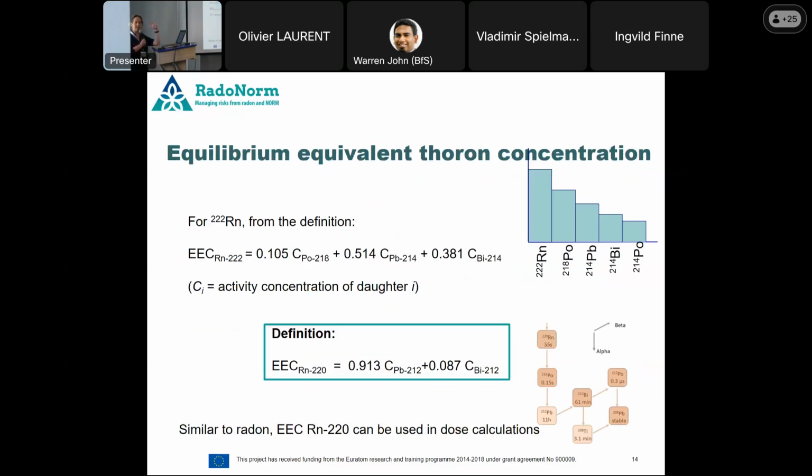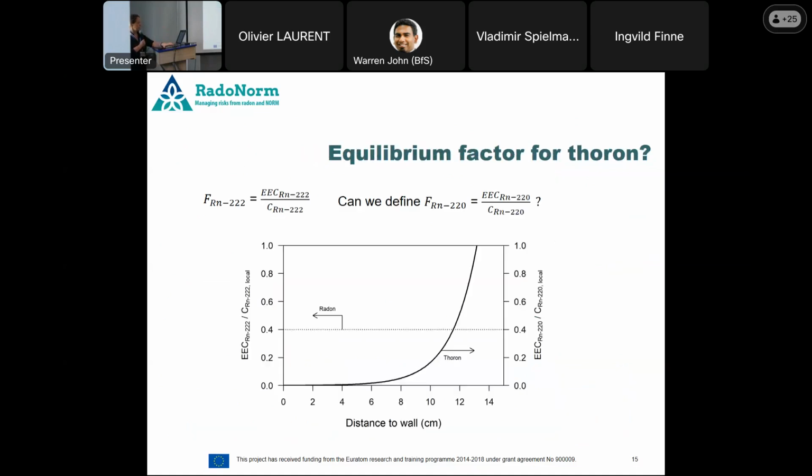This now no longer has the meaning of an ideal mixture of thoron in equilibrium with the daughters, because due to the half-lives that won't exist, but you can define it. However, if you're now measuring thoron and try to relate this to this equilibrium equivalent factor, you run into problems. And that's shown in this graph, and this is pretty much the last thing I'll show. On the left axis, you see the ratio between the equilibrium equivalent radon concentration and the measured radon concentration as a function of the distance to a nearest wall.